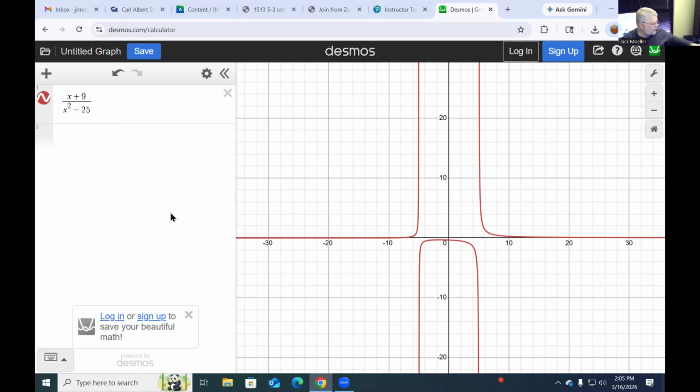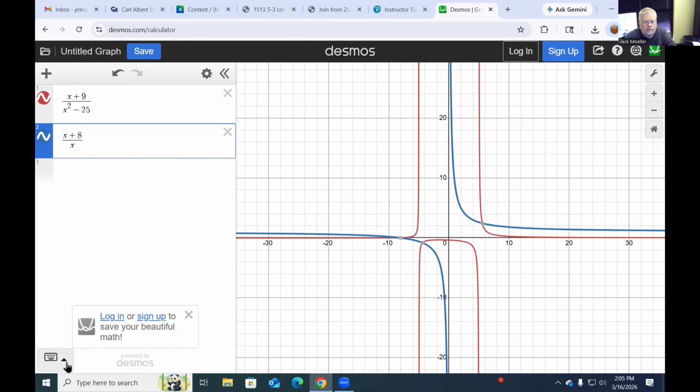Okay, so that is number 2. And then we'll graph number 3. So we have x plus 8 over x squared minus 4x.